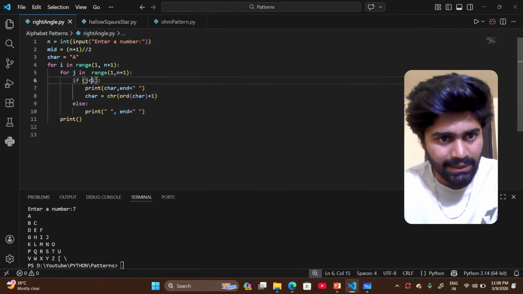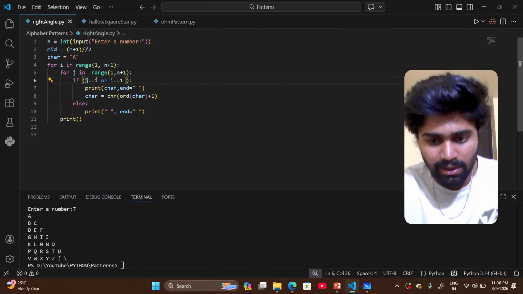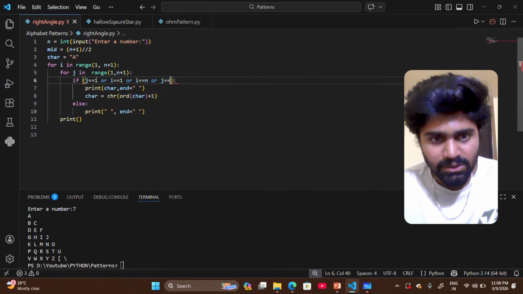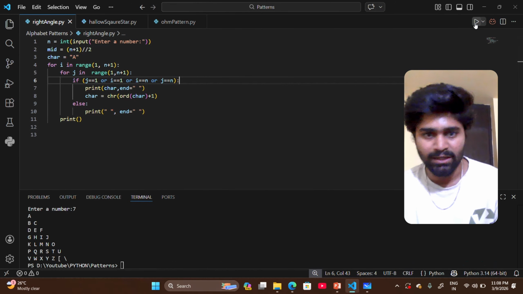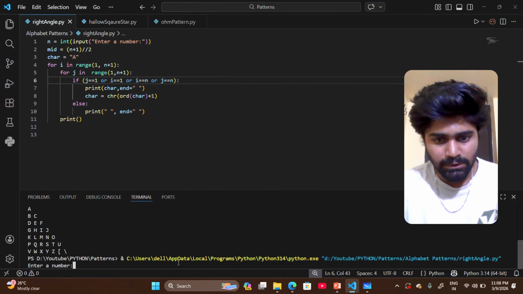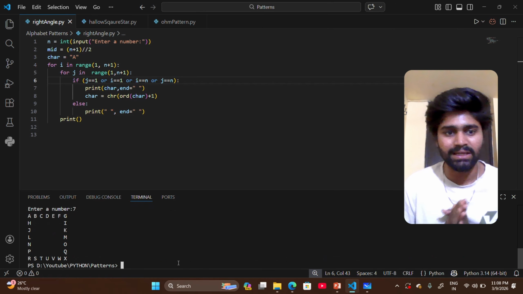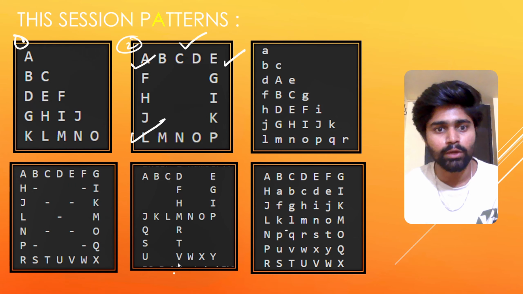So now I am going to write here, whenever j equals 1, or else i equals 1, or else i equals n, or else j equals n. Now we are going to perform the same logic. We are incrementing the value of the character only. Now you can see here, we are getting the same output: A, B, C, D, E, F, G, H, I, J, K, L, M, N, O, P. So see here, we get exactly the same output.